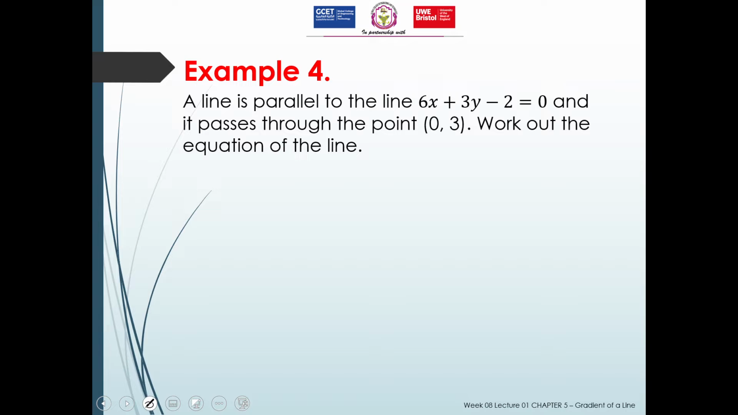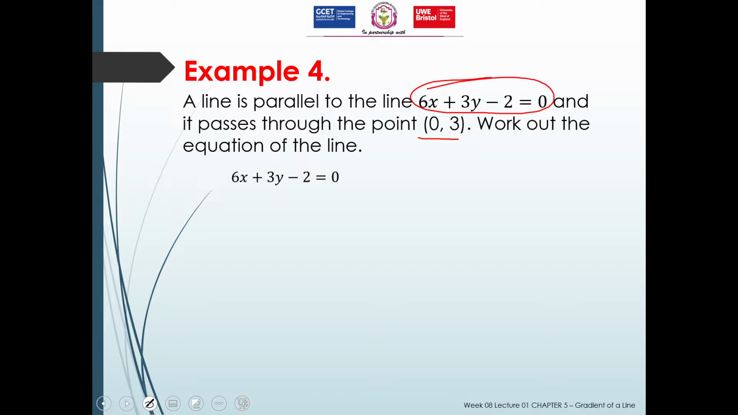Example number 4. Now this time, a line is parallel to the line given by the equation 6x plus 3y minus 2 equals 0, and it passes through the point (0, 3). Remember the given is in general form. So to get the gradient of the first line, we should rewrite this one into standard form first. We are also given the intercept of the second line, which is (0, 3). Let us work out now the equation of the line.